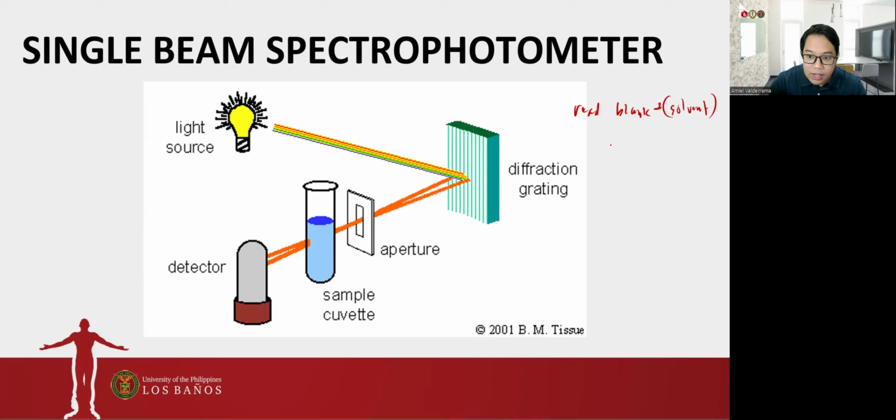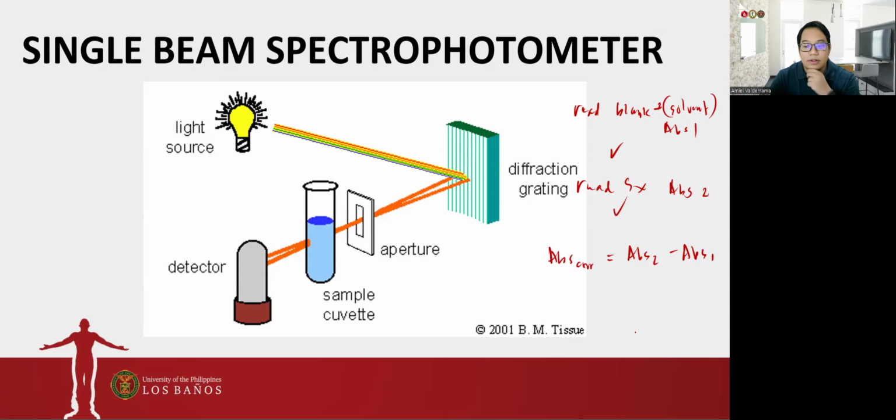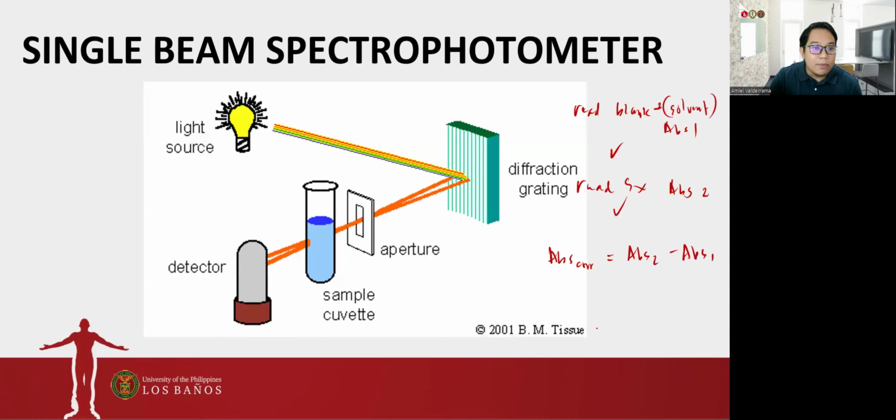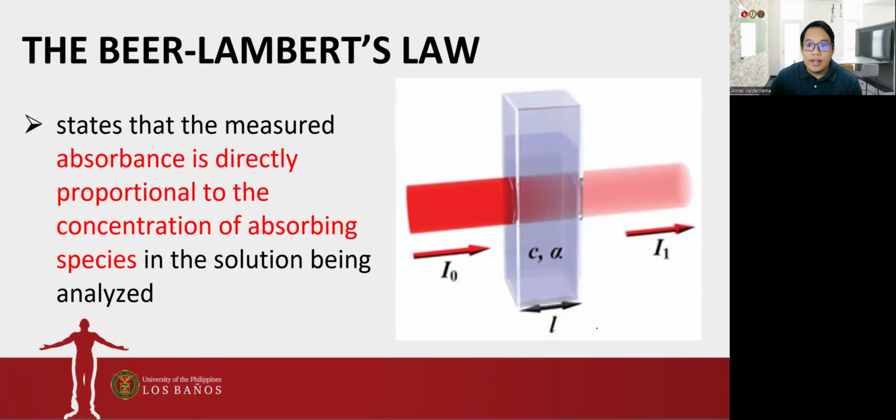Okay? So pag na-read na yan, next natin i-read is yung sample. So pag na-read na si sample, kung ano yung absorbance dito, absorbance 2, ito ay absorbance 1. So to get the corrected absorbance for the analyte is just abs 2 minus abs 1. Ima-minus lang natin siya manually. Whereas dito sa ating double beam, na-minus na siya automatically. Okay? For the single beam, you just have to get the difference manually.